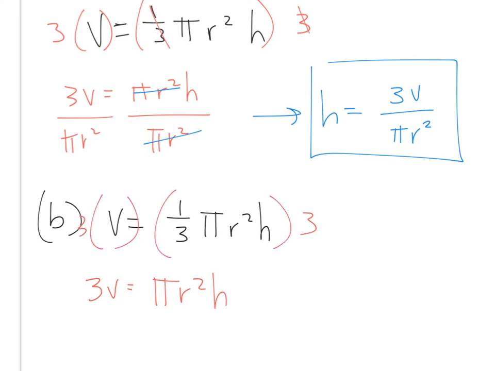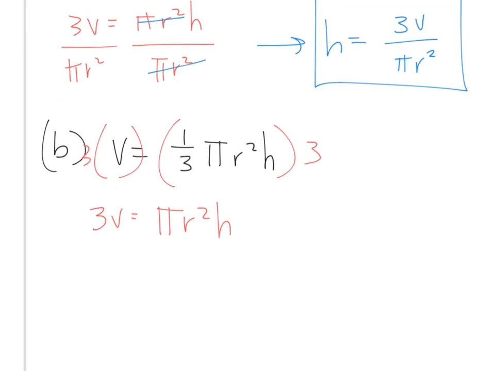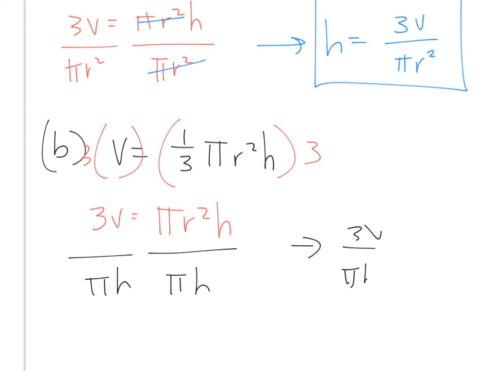Now, this is where it becomes different. Earlier, Jeffrey showed us to divide by pi r squared, so we were able to get this h by itself. But what are we trying to get by itself now? Chandler? r. So tell me real quick, what would I divide by? h. And what else? Pi. Good. Divide by pi h, giving you 3V over pi h equals r squared. And then take the square root to get rid of r squared.